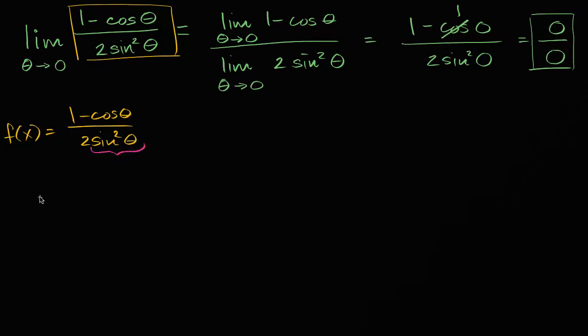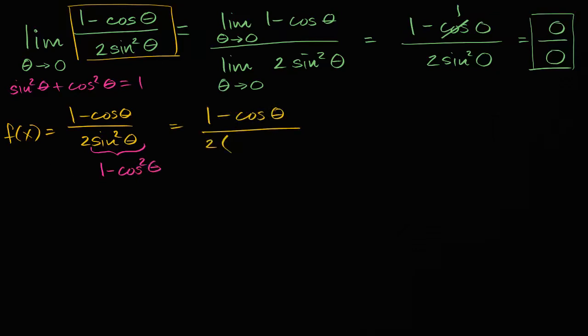And we know from the Pythagorean identity in trigonometry, which comes straight out of the unit circle definition of sine and cosine, that sine squared theta plus cosine squared theta is equal to 1. Or we know that sine squared theta is 1 minus cosine squared theta. So we could rewrite this as (1 minus cosine theta) over 2 times (1 minus cosine squared theta).